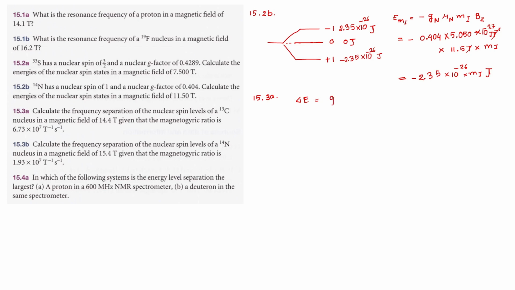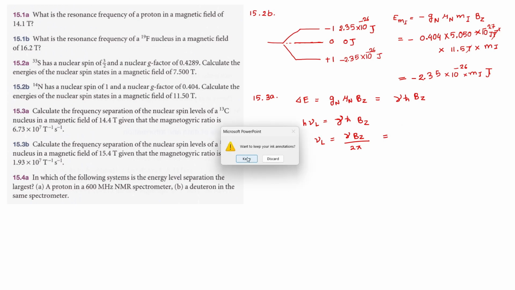Same thing I am reading. So earlier we were using this, right? Now we are going to use this, gamma h cut Bz, right? So h nu L is gamma h cut Bz, right? So nu L is actually gamma Bz by 2 pi. So your gamma is given.